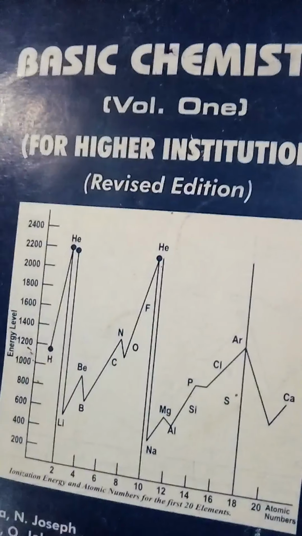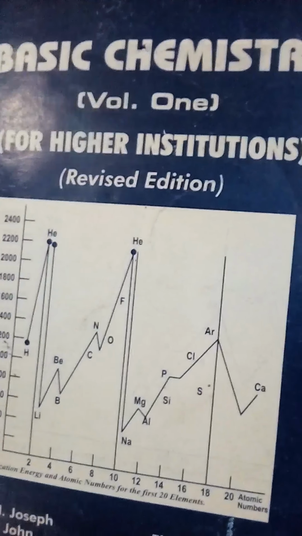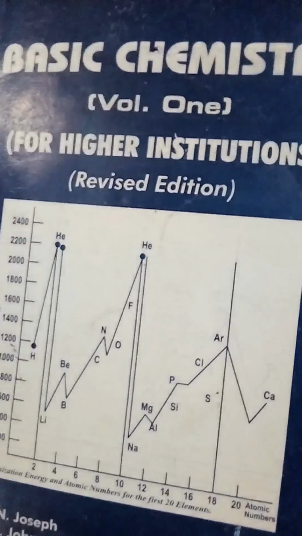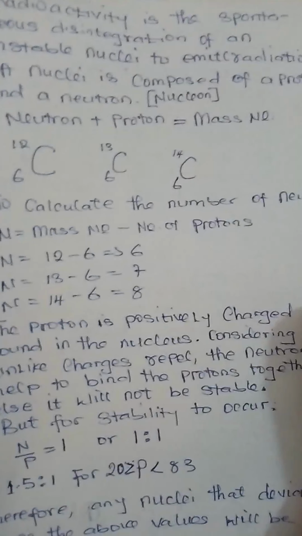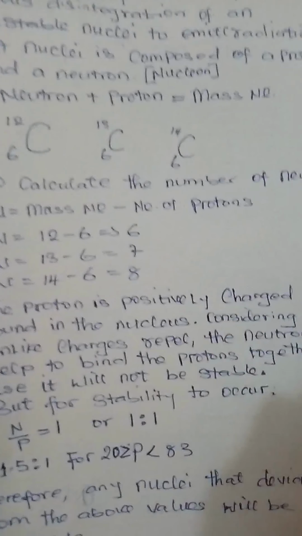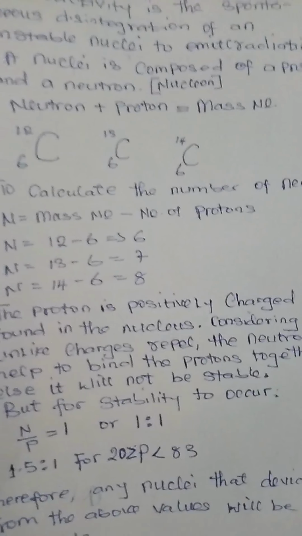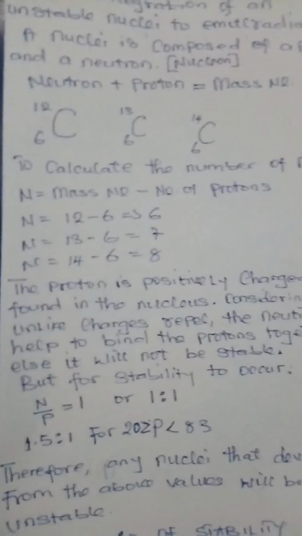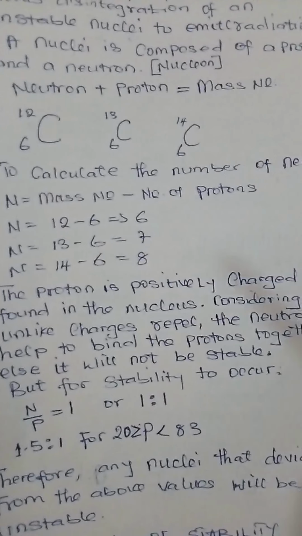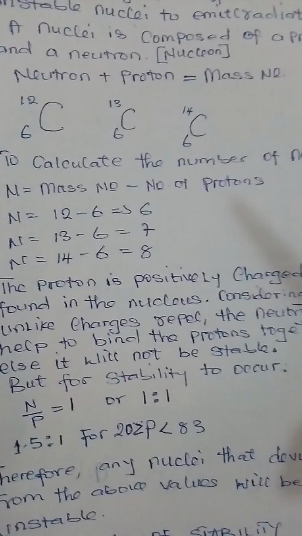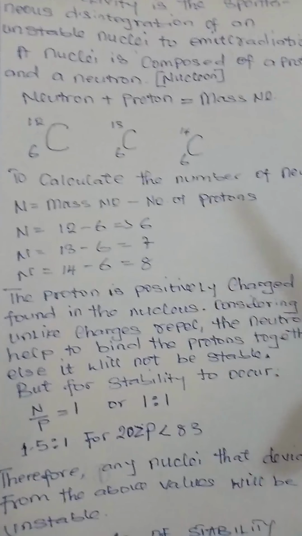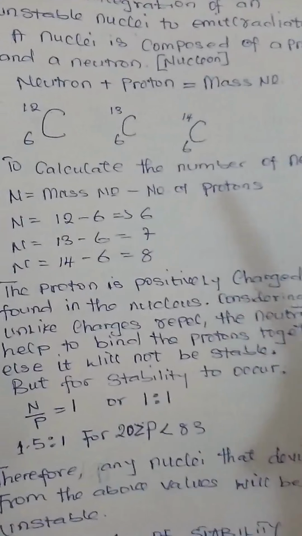So, which means if a nuclei emits radiation, we say that it is undergoing radioactivity. Now, a nuclei can only emit radiation when the nuclei is unstable. Now, when is a nuclei said to be unstable? A nuclei is said to be unstable when the neutron to proton ratio is not equal to 1. So at that instance, you say that the nuclei is unstable.